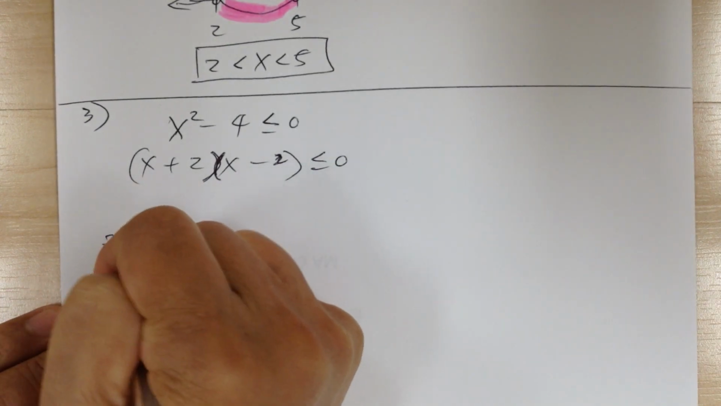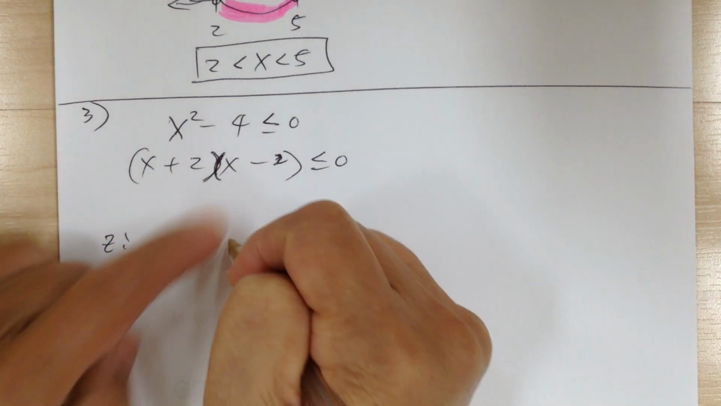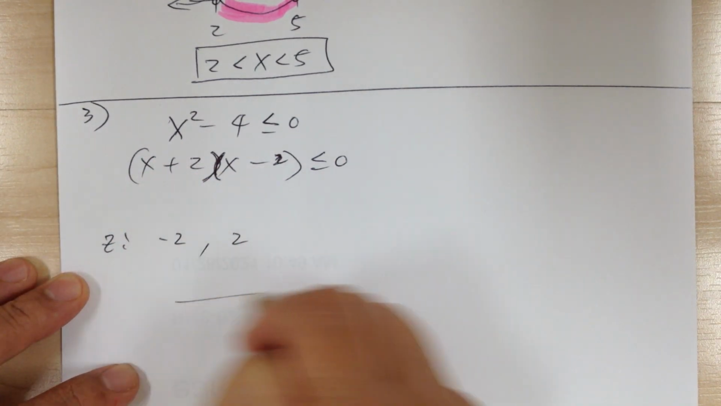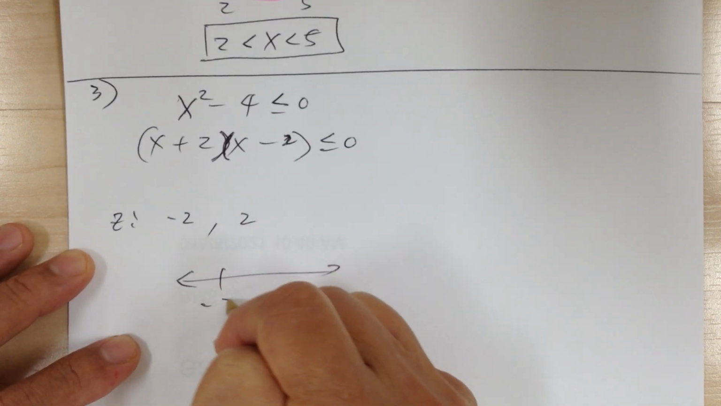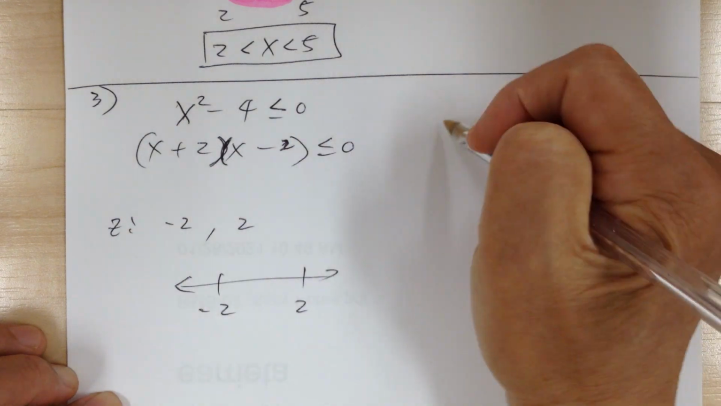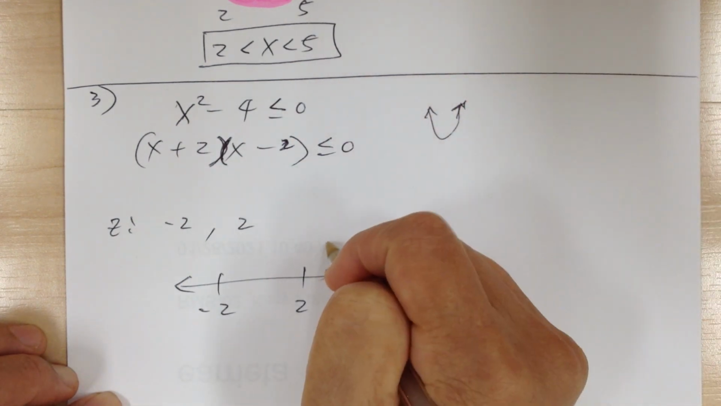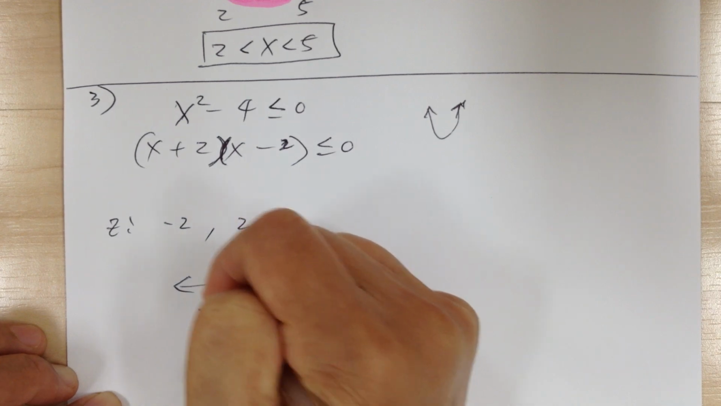So your zeros are, from here, negative 2, since negative 2 plus 2 gives you 0, and over here positive 2. Again, when you sketch, you're going to get negative 2 and positive 2. Now, because this is x squared, the shape is going to look like a smiling face.